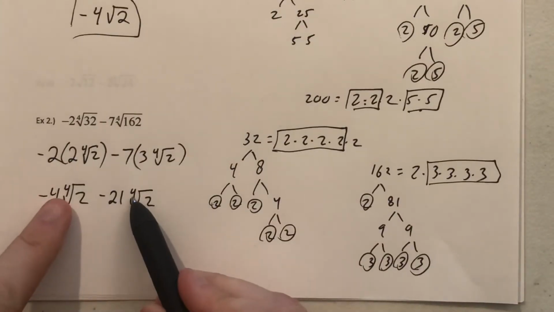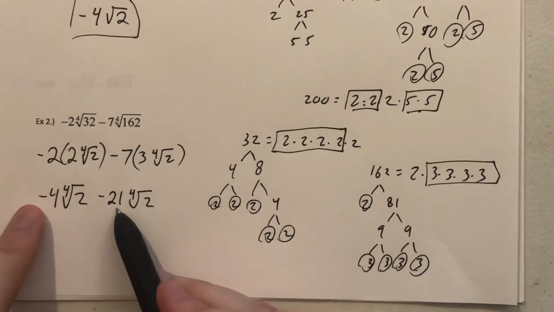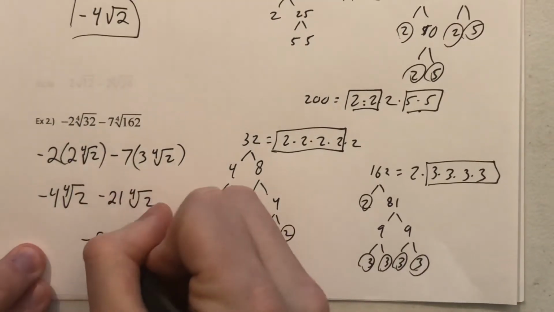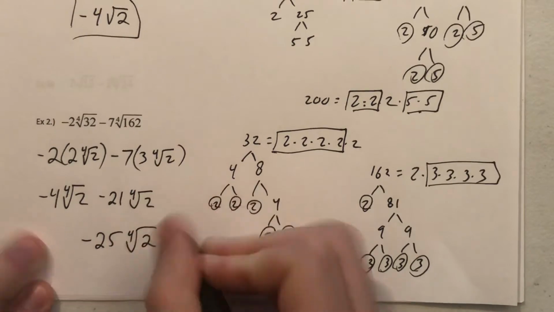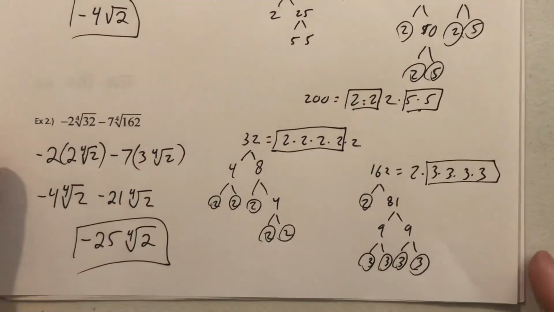And notice now they are both fourth root of 2 terms, so we can combine what's out front and get negative 25, fourth root of 2.